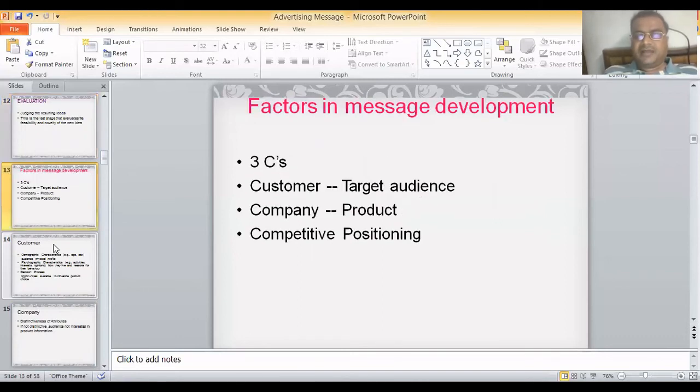Now, next is factors in message development. So basically, there are three factors in message development. We know these are basically the three C's: customer, company, and competitive positioning. So customer is nothing but the target audience. Company is the product for which you are making the advertisement, and competitive positioning is how you are positioning that product in the market.